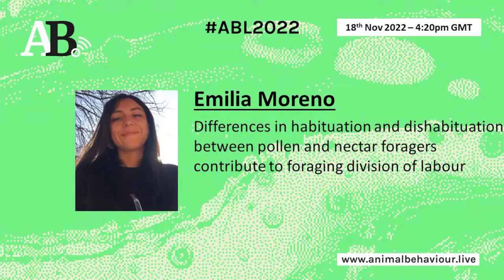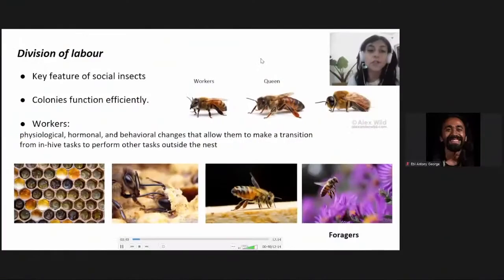Hello, this is Emilia Moreno. I am a PhD student from the Universidad de Buenos Aires in Argentina and a doctoral fellow of CONICET in the Laboratory of Social Insects. And together with Andrés, we studied how differences in habituation and dishabituation between nectar and pollen foragers contribute to foraging division of labor. To begin with, as an introduction, division of labor is a key feature of social insects, which allows colonies to function efficiently.